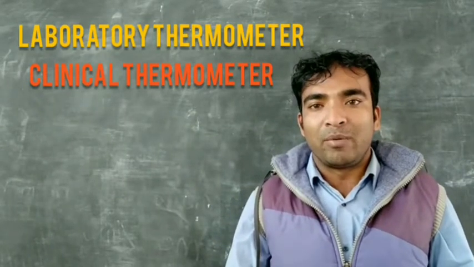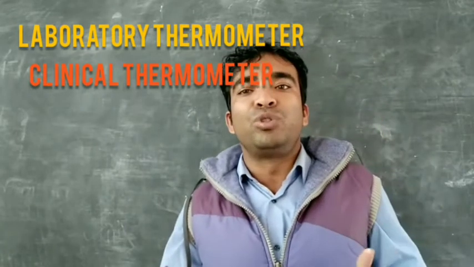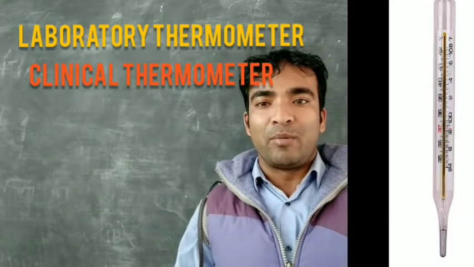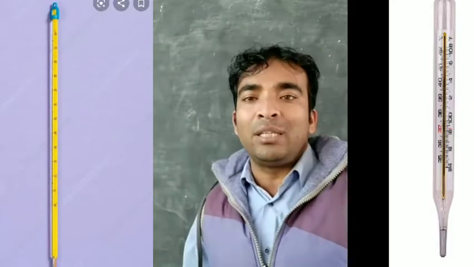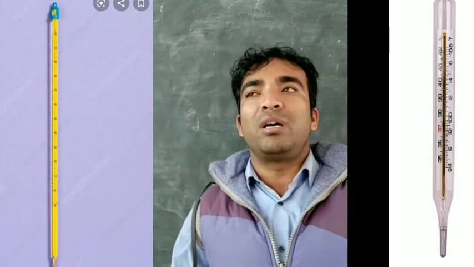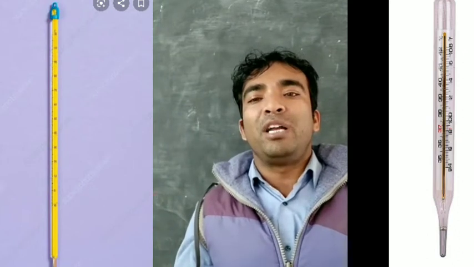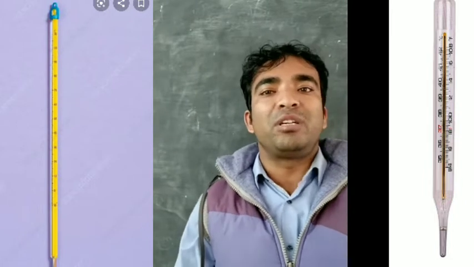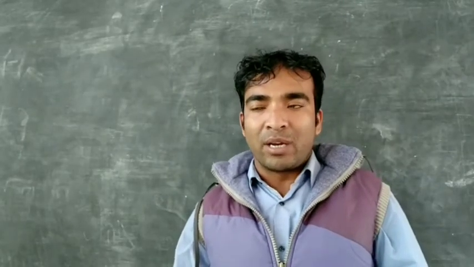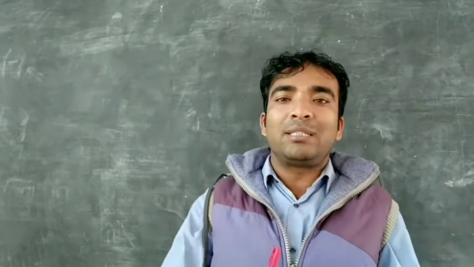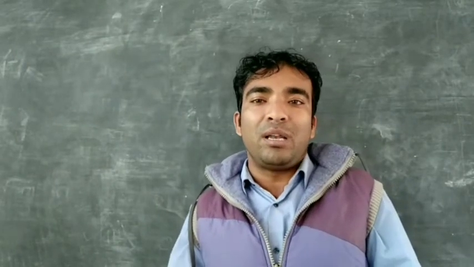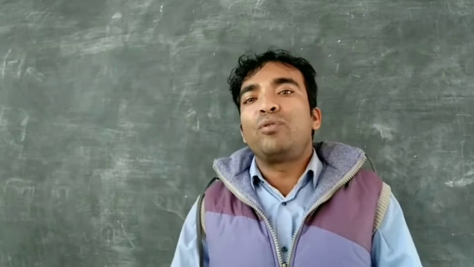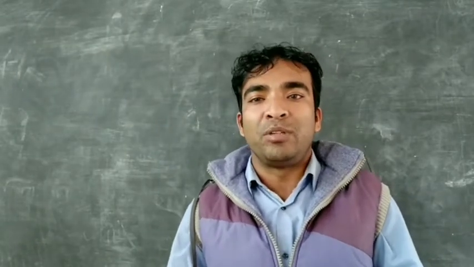There are mainly two different types of thermometers, and these are the laboratory thermometer and the clinical thermometer. The thermometer which we use to measure the body temperature is known as the clinical thermometer, and on the other hand, the thermometer which is used to measure the temperature of the different chemical reactions that take place in the laboratory is known as the laboratory thermometer. There are some similarities and some dissimilarities between the laboratory thermometer and the clinical thermometer. But before that, first of all, we have to understand the structure of the thermometer.